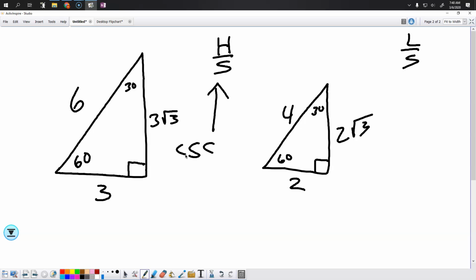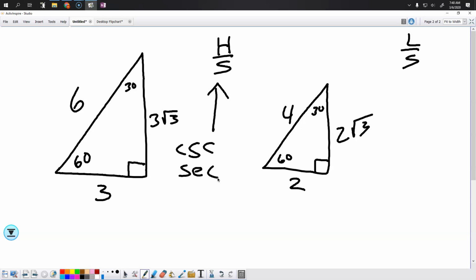Another thing it could be called, we abbreviate it CSC, is cosecant. Another thing that it could be called is secant, and it kind of depends on something that we'll get to later. But that ratio has two different names. So what they've done is they've come up with a name for all the ratios that you could possibly make out of a triangle.